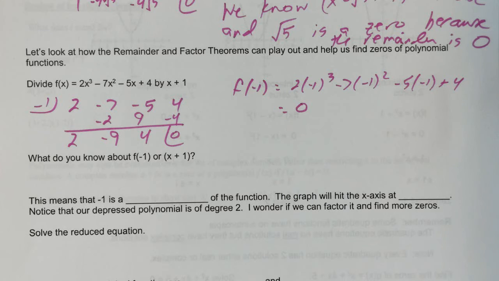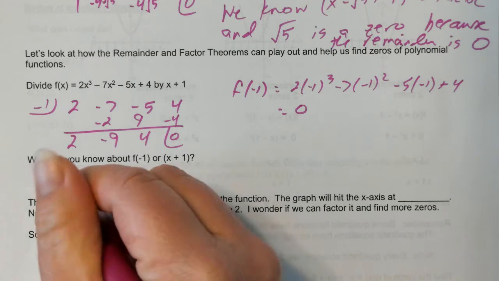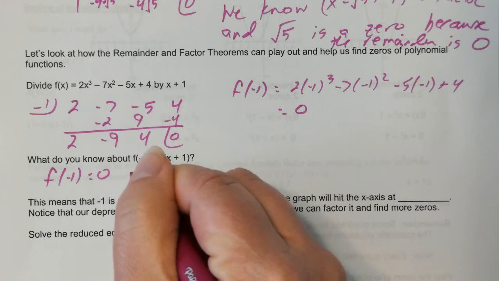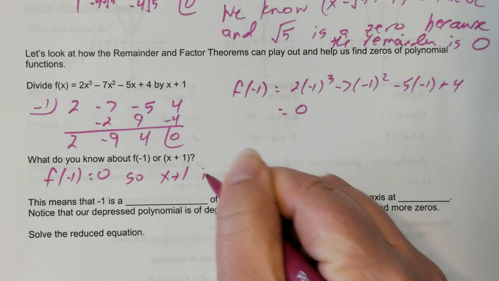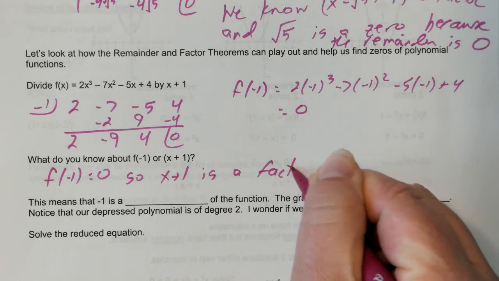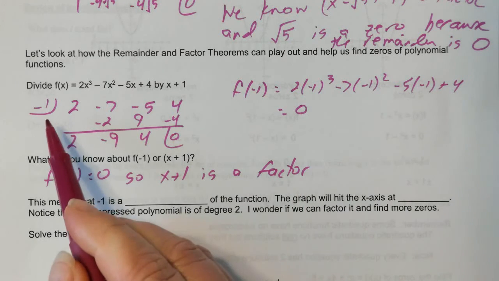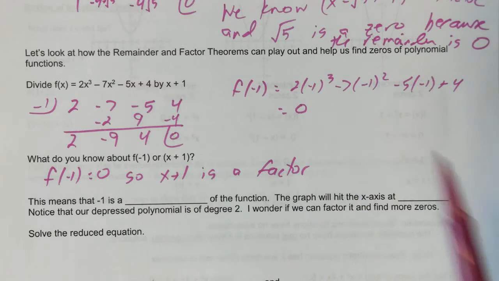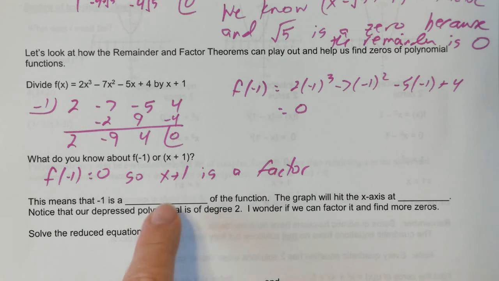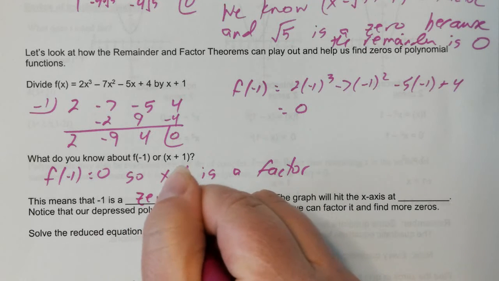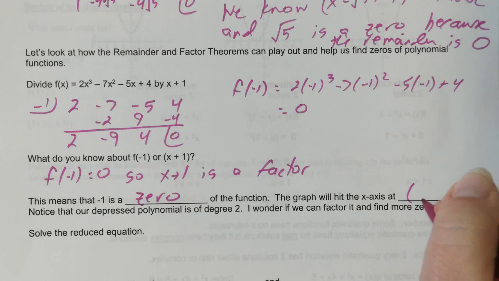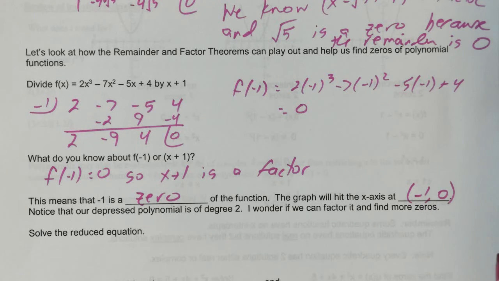So what do I know about f of negative 1? F of negative 1 equals 0. So x plus 1 is a factor. I could either do synthetic division and see that my remainder was 0, or I could plug in negative 1 for x and get 0 to know that the remainder is 0. But since the remainder is 0, that means that x plus 1 is a factor. So negative 1 is a zero. That means the graph will hit the x-axis at the point negative 1, 0.